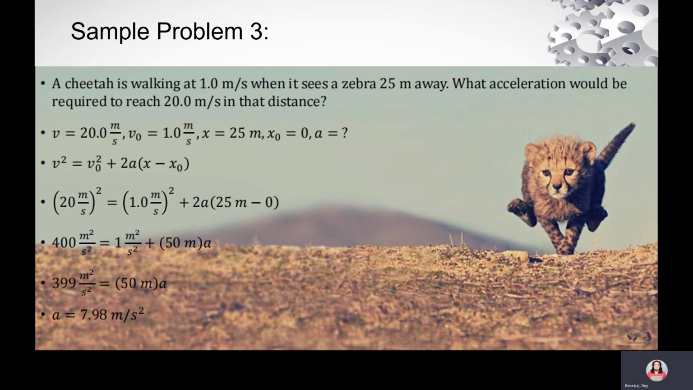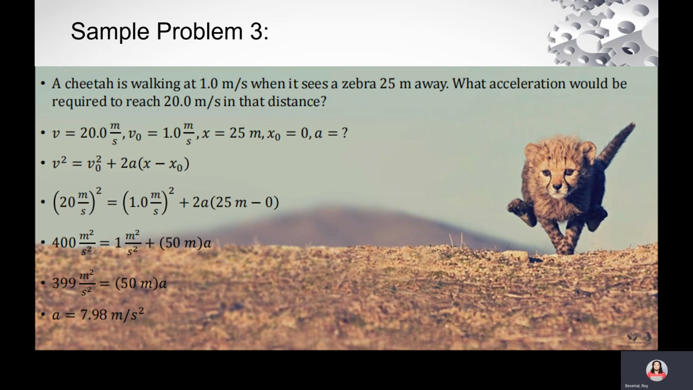So, with this, meron na tayong equation. So, isa lang again yung ating unknown variable. Again, pwede na ito ma-input sa calculator. Shift solve na agad. So, malalabas sa inyong calculator ang value ng acceleration na 7.98 meter per second squared.